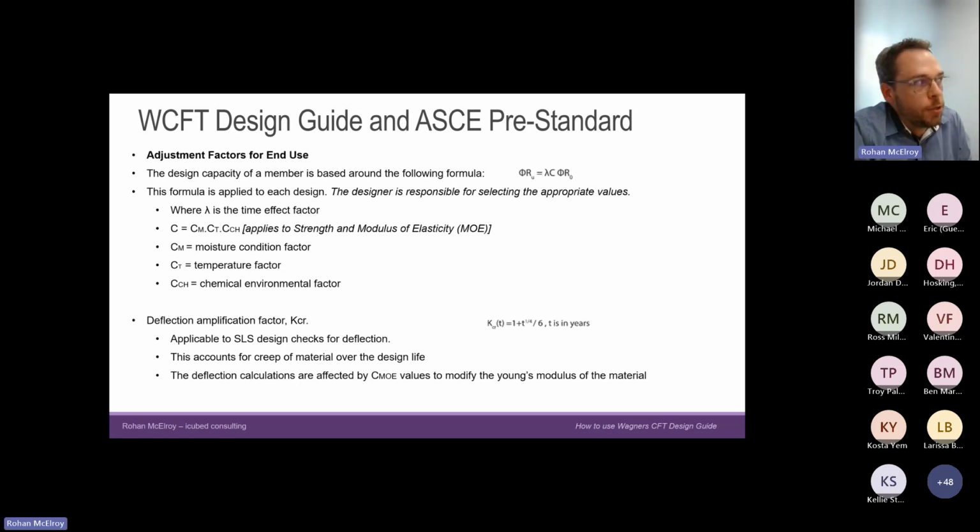We've also got the time effect factor, which accounts for creep of the material itself. We'll get into that in the next couple of slides, and the deflection amplification factor, which you need to adjust for your SLS serviceability design checks.